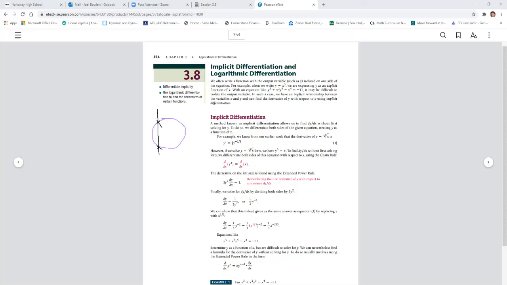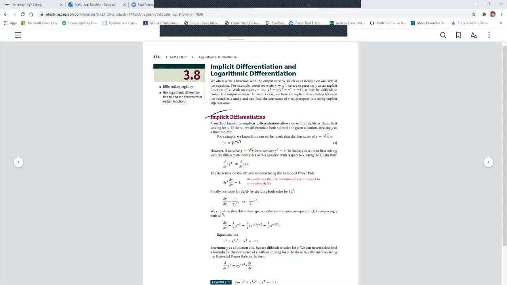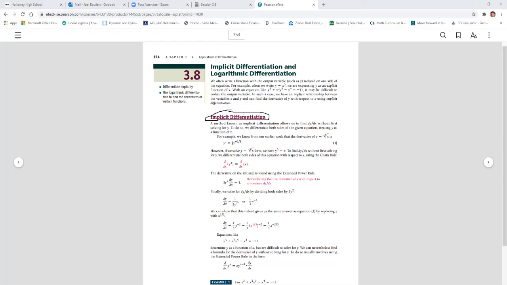So with things like circles and ovals, hyperbolas, those types of things, those are not functions. But fortunately, with the use of implicit differentiation, we can find derivatives at given points on circles and things of that nature. Now, what makes it impossible to find the derivative without implicit differentiation?